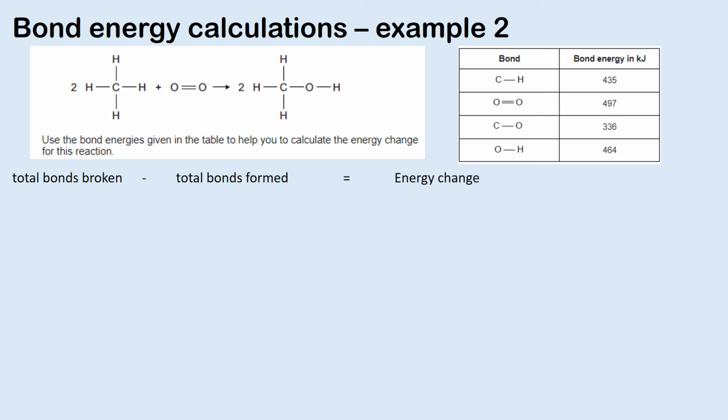So once again, it's the total bonds broken, so the total energy to break all of those reactant molecules, take away total bonds formed, that's the total energy released forming the 2 methanol molecules. Right, this time, see if you can have a go at calculating the total energy required to break the bonds and the total energy released forming new bonds using this data over here. Give this video a pause and have a go.